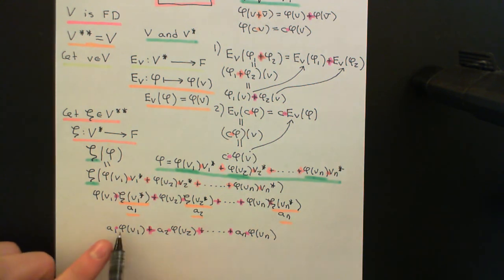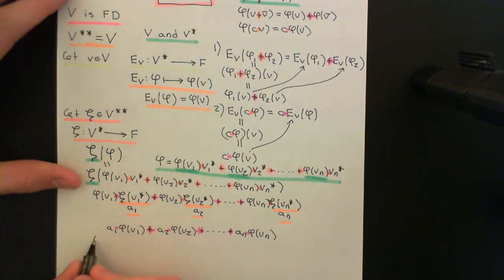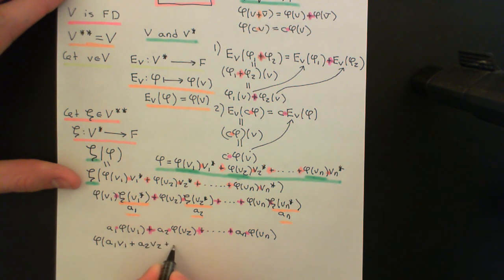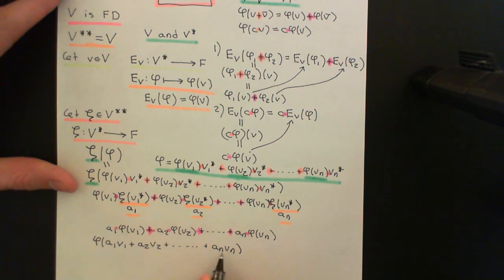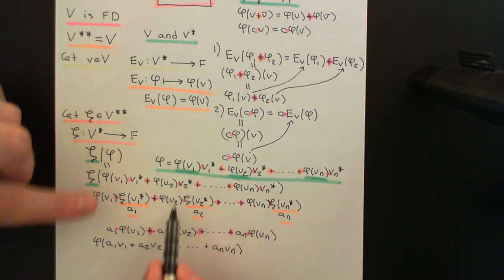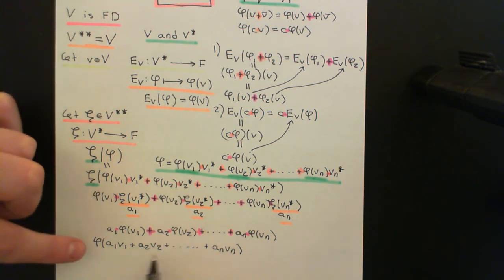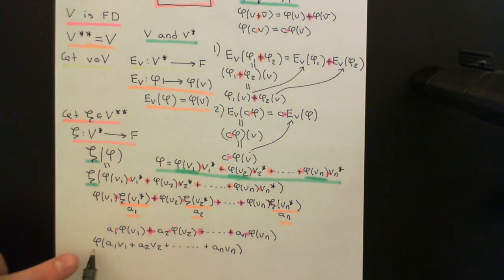This looks like I've just taken phi of a linear combination in my initial vector space. So what I can rewrite this as is phi of a1 times v1 plus a2 times v2 plus all the way up to an times vn. So I'm doing the exact reverse now. Here I went from this to this, and now I'm going in the exact reverse direction and taking it back all in like this. I'm now using the fact that phi is a linear map from the vector space capital V to the field capital F.